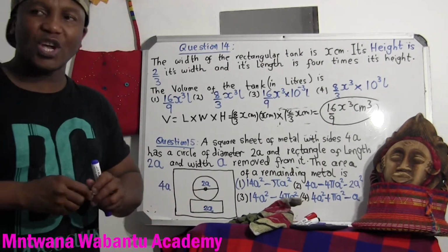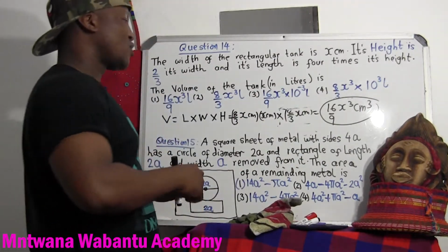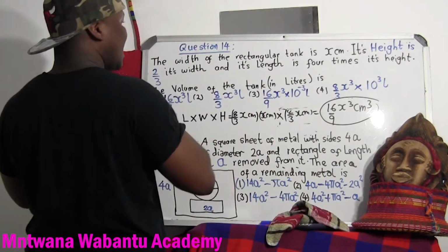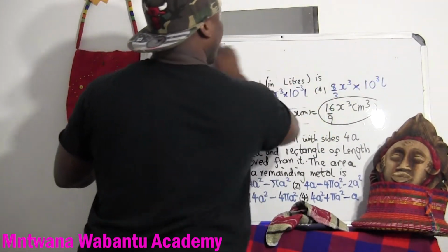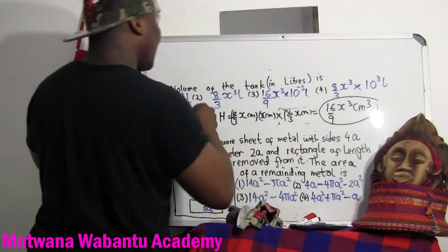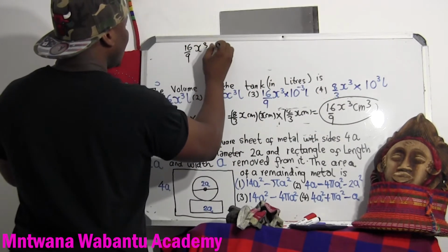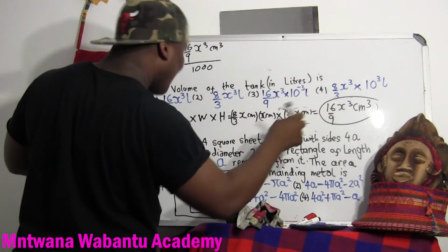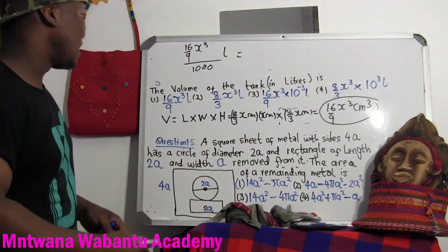Now, to change volume from centimeters cubed to liters, you divide by 1000. So take all of this and divide by 1000. I want the volume in liters, so I'm going to say 16/9 x cubed centimeters cubed divided by 1000. When you divide by 1000, it's going to be in liters now. It's not centimeters cubed anymore.